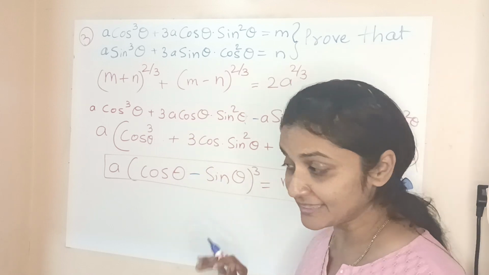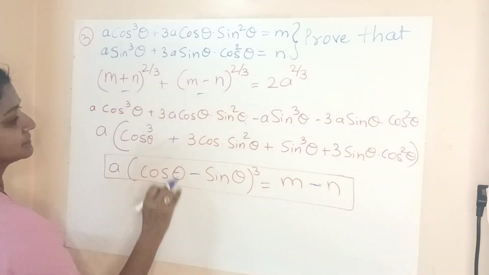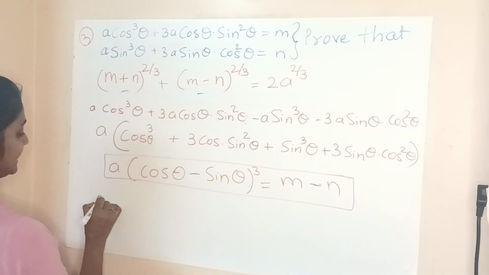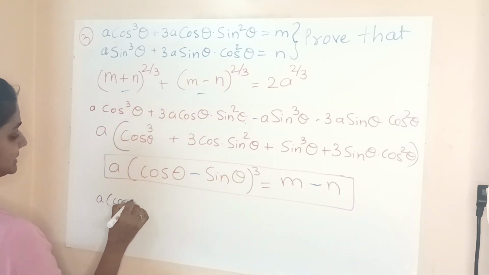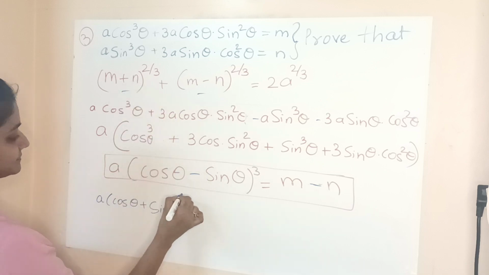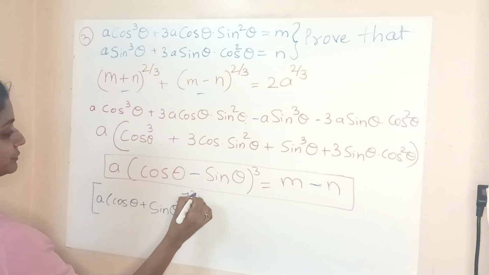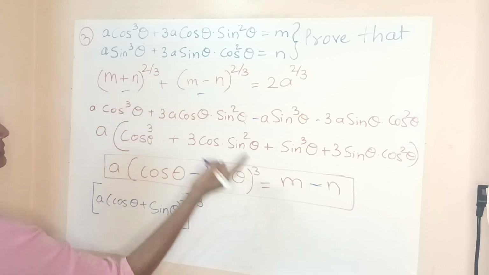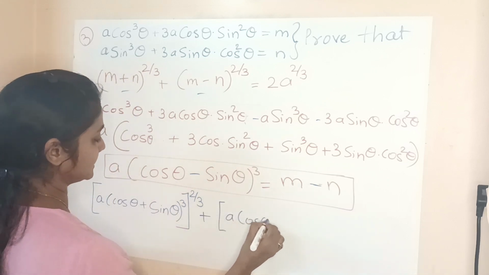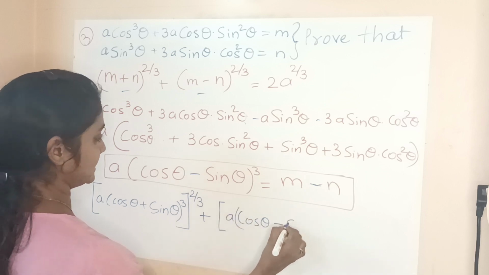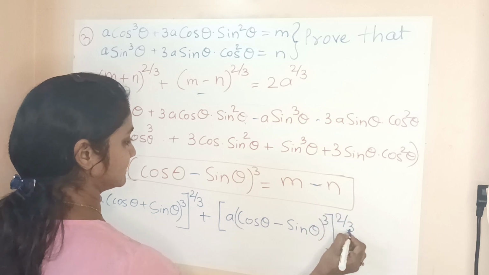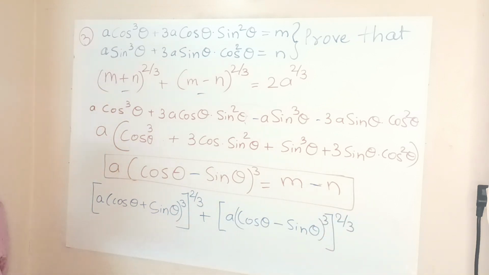Easy? Now, what did they ask us to do? They asked us to do the previous. Now I'll have to write everything. The previous, that is a cos theta plus sin theta whole cube to the power 2 by 3. M plus n we found out. We have to do 2 by 3 plus a cos theta minus sin theta whole cube to the power 2 by 3. Right? They asked us to do this.